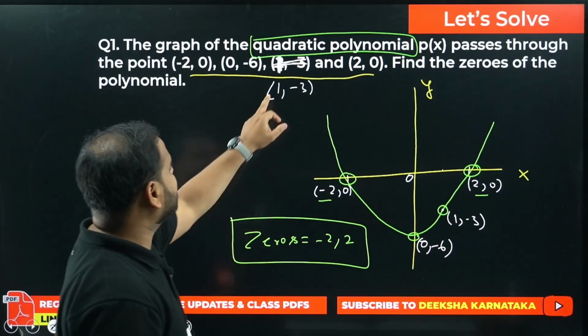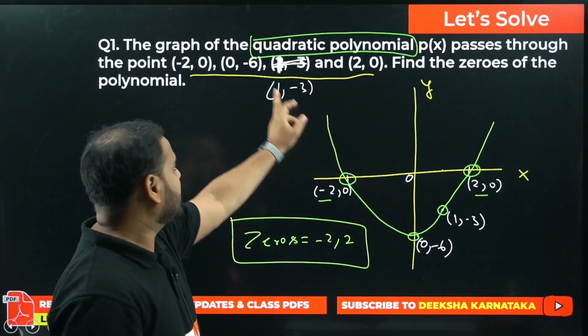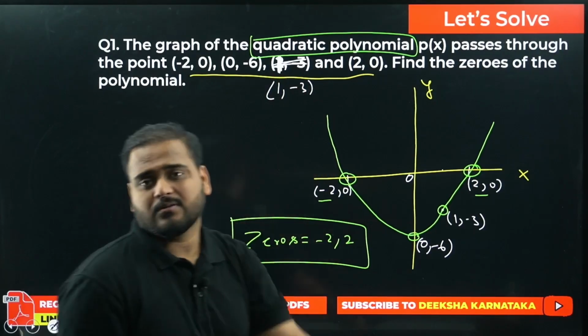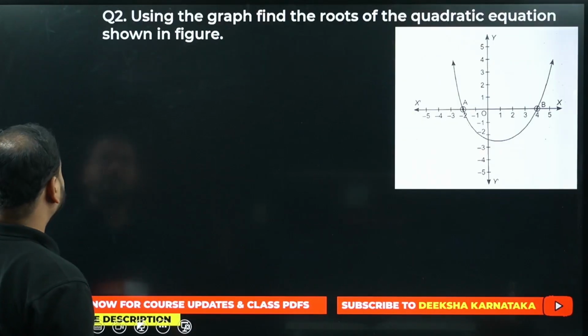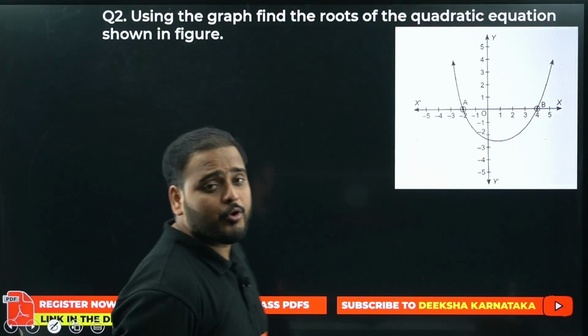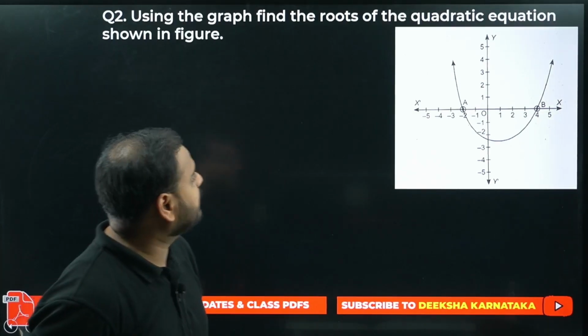Please make this change. This is minus 1, this is 1 comma minus 3, not 2 comma minus 3. I think I typed it wrong. Okay, moving on. Question number 2: using the graph, I told you the graph will be given, find the roots of the quadratic equation.